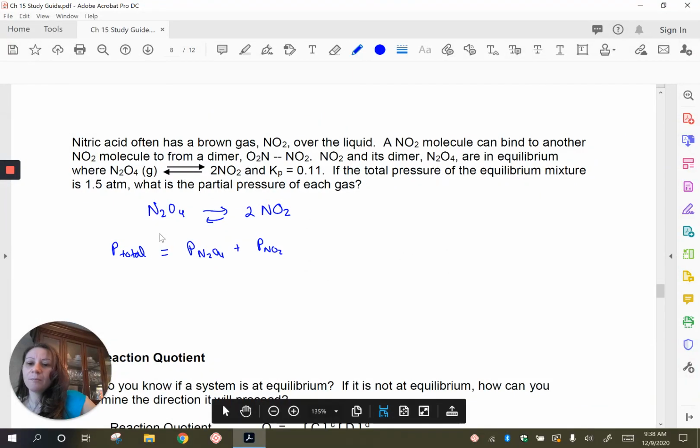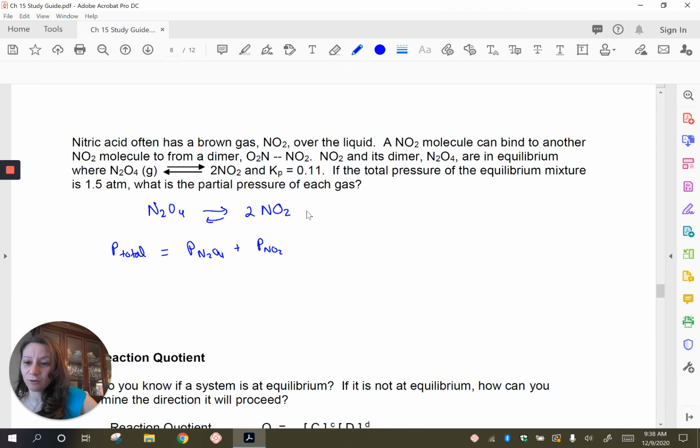Why not? Because for every one of these that gets used up, yes, I form 2 of these, but I don't know that all of this gets used up. Maybe only 10% of it gets used up. Maybe 50% of it gets used up. So if I know the partial pressure of this, I do not know that the partial pressure of this is twice as much, because I don't know how much of this is actually going to decompose to form this. That's the whole point of the equilibrium constant, is to tell us, well, at equilibrium, what is the ratio of products to reactants? So I don't know how these relate. All I know is that together they equal 1.5 atm.